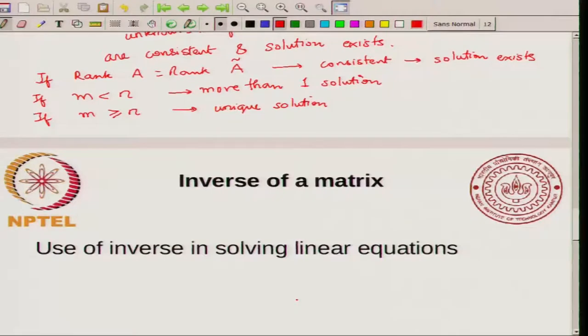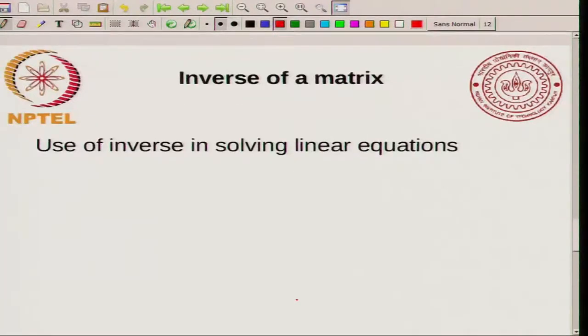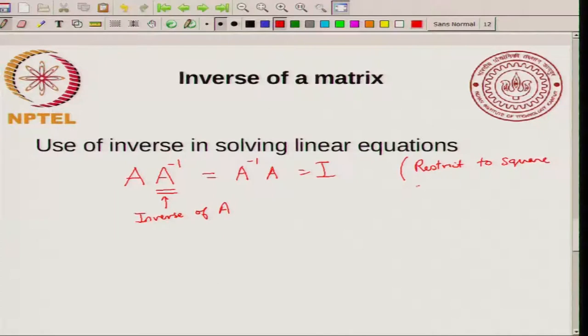Now the next thing I want to talk about is the inverse of a matrix and how we use the inverse of a matrix in solving linear equations. We had already seen earlier that if you have a matrix A, then A inverse is called the inverse of A, and A inverse A equals I. Again we'll restrict to square matrices. When you have a square matrix, it can have an inverse, and if the inverse exists, it is unique. The inverse satisfies this equation.